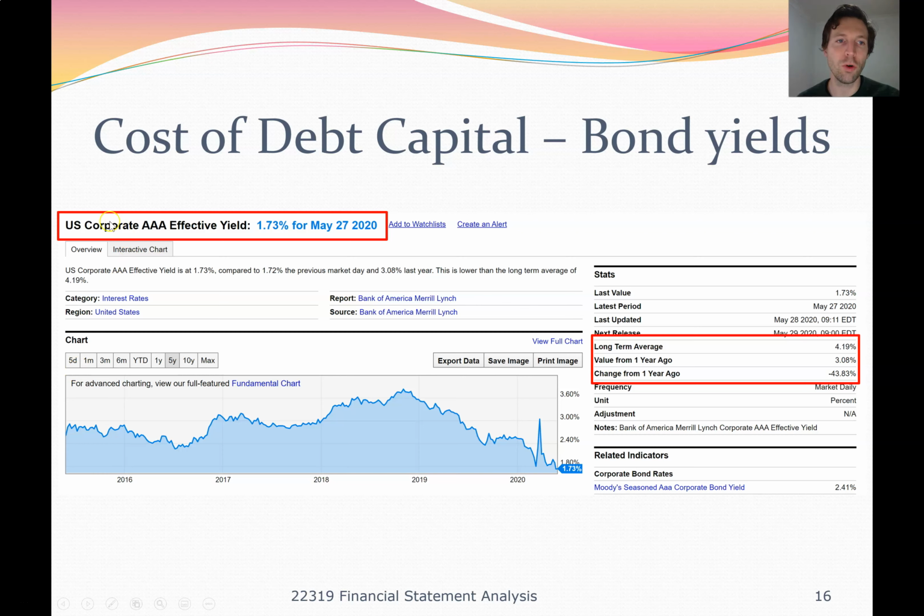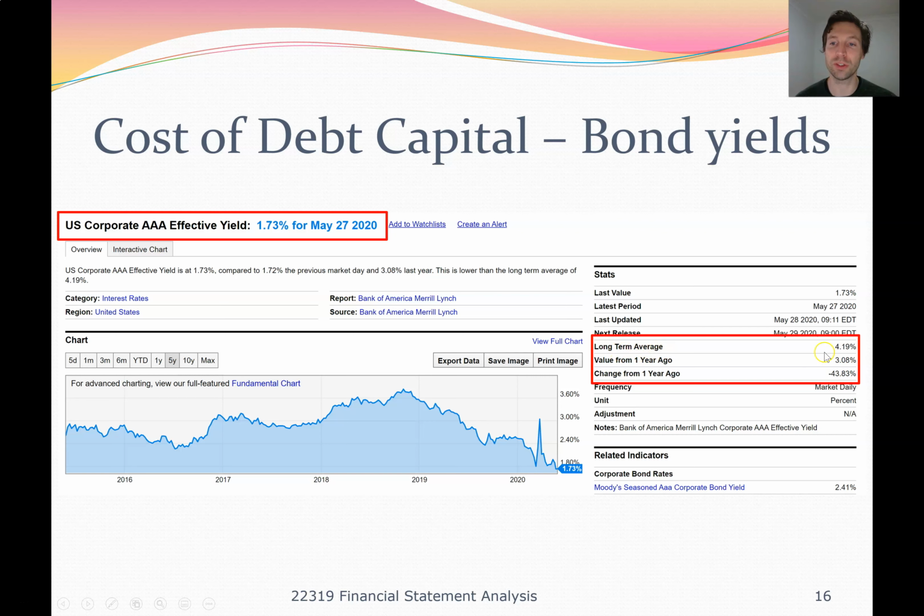For US corporates with a AAA bond rating, at the moment they've got an average interest rate of about 1.73%. So if you were valuing a company that had a AAA rating and you wanted to know their cost of debt capital, it would be somewhere around 1.73%. You can see how it's changed over the last few years. Interest rates change over time. Firms change their risk level. And the macroeconomic interest rates will change over time.